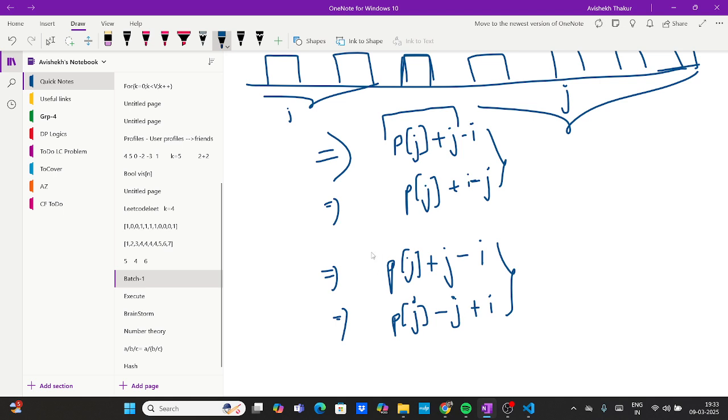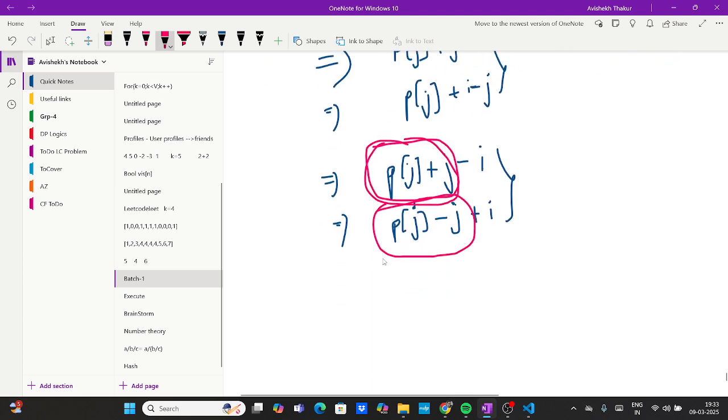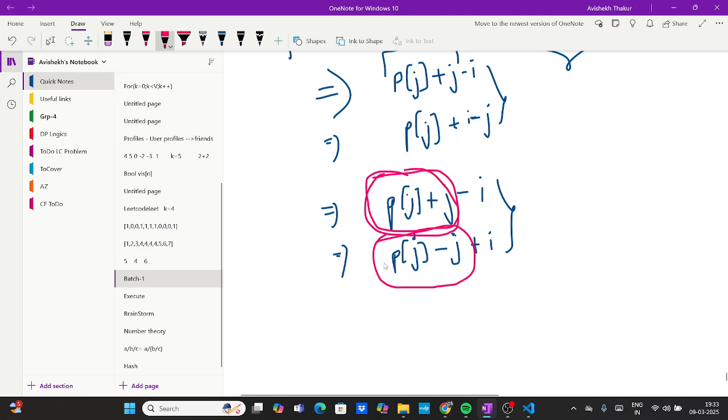The changing part is, because you're already standing at i, right? So i can be subtracted or added up to us. But if we can maintain this value in a segment tree, are we done? Yes. So what we need to do, we need to find out the minimum value, right? What's the minimum cost to bring a pizza?